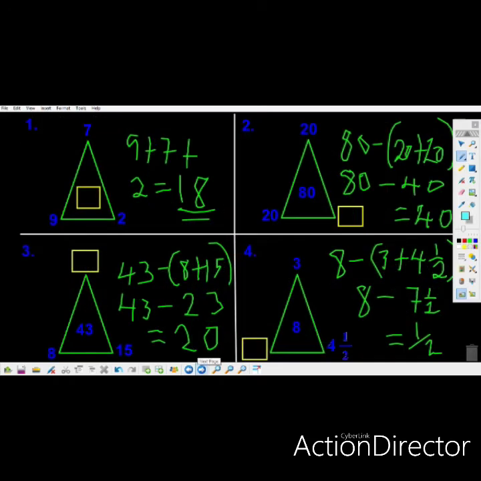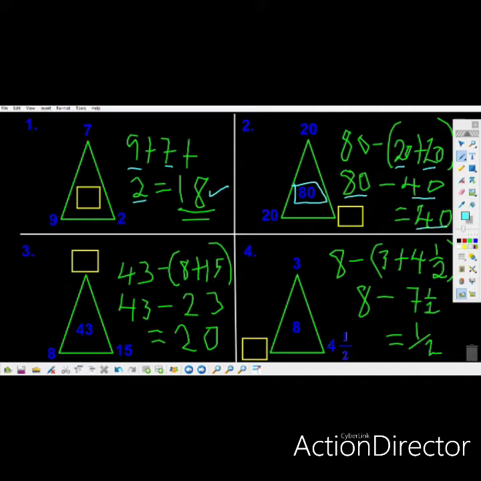Okay, now here we say 9 plus 7 plus 2 is equals to 18. Right, that is the missing number. Now number 2. First, the answer has been given, so we are going to look for the missing number. If we must find the missing number, we are going to add the given ones. That is 20 plus 20 will give us 40. Now we are going to subtract this 40 from the main answer, that is 80, and if you subtract it, it's going to give you 40.